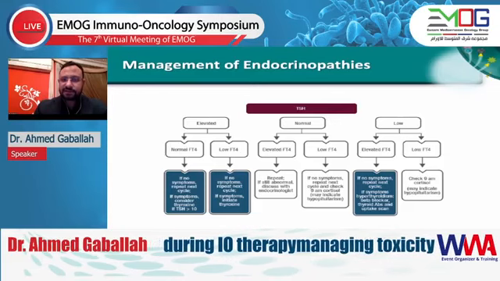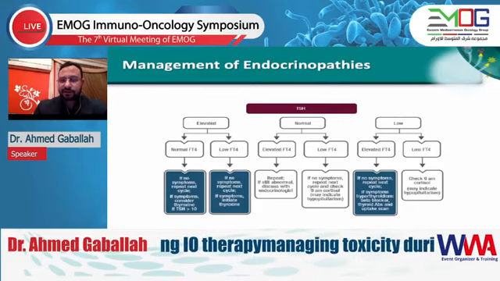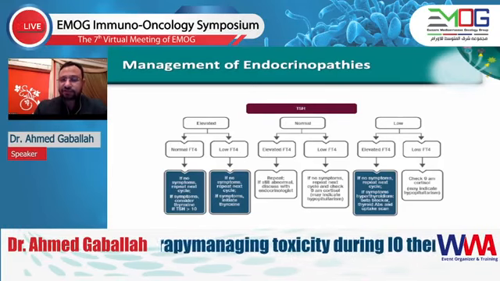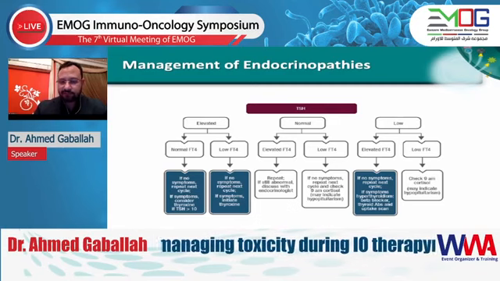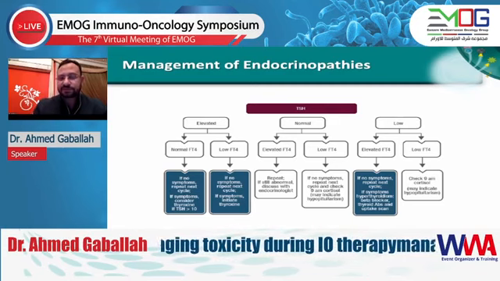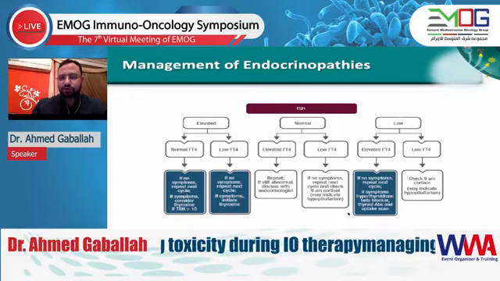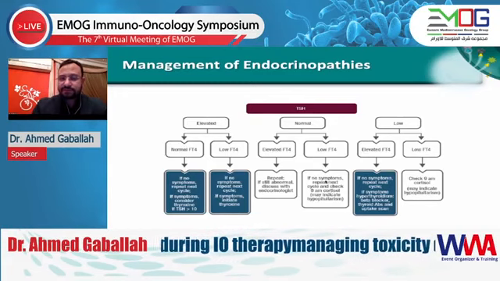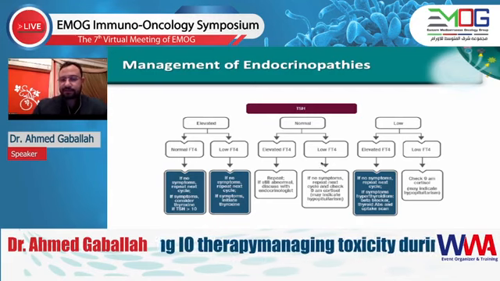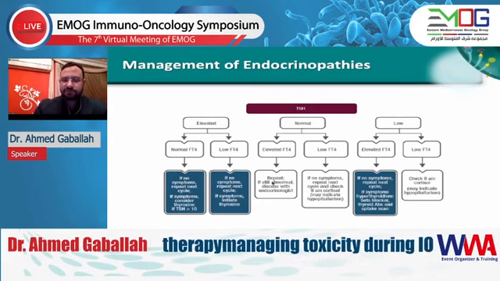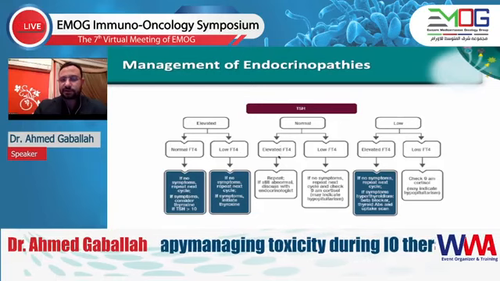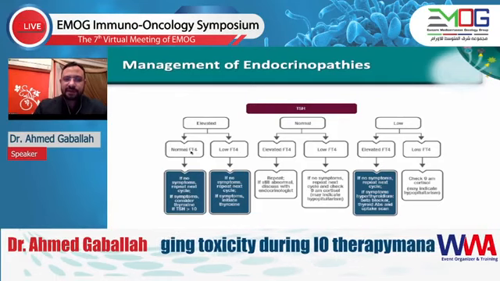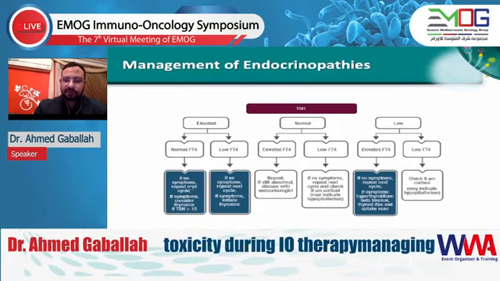The scheme says that if we have normal TSH and low T4, we should repeat the TSH and T4 with the next cycle. And if we still have persistently low T4, we should check the serum cortisol level at 9 a.m. because this may indicate hypopituitarism. If we have normal TSH and elevated T4, this is something strange and we should ask the endocrinologist. If we have elevated TSH and normal T4, this may indicate hypothyroidism.